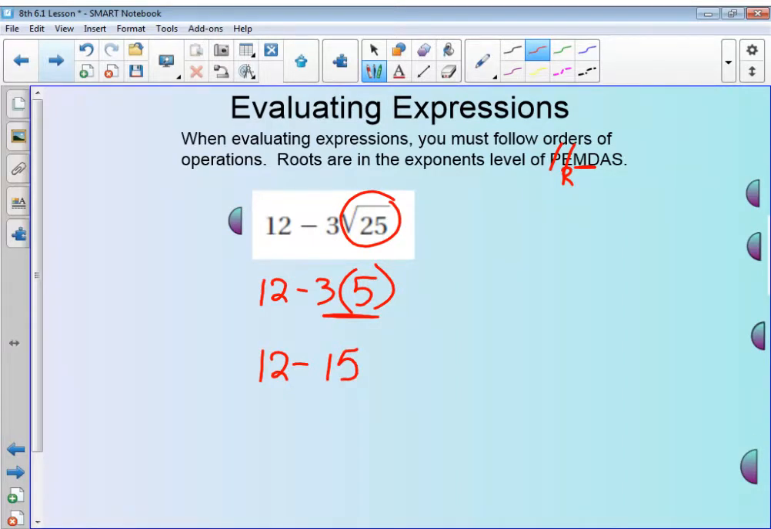Okay, so now I move on to adding and subtracting. All I have is subtraction here. Remember, you guys are going to be working with integers. So I have 12 minus 15.